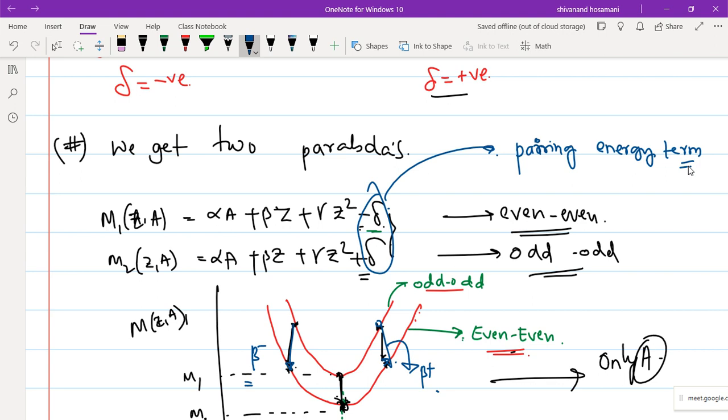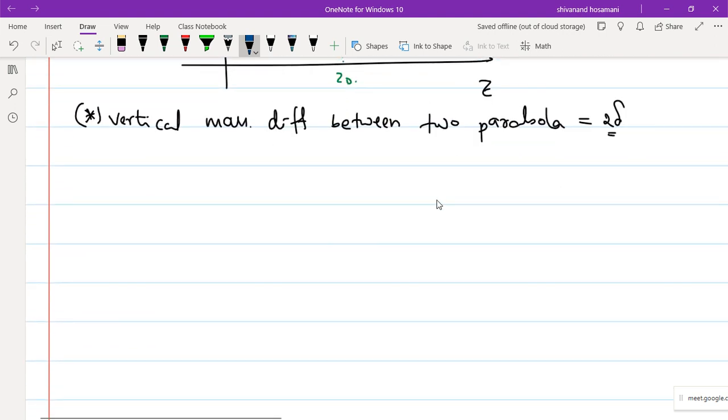Is that clear? So these are the two parabolas. Just you need to remember.